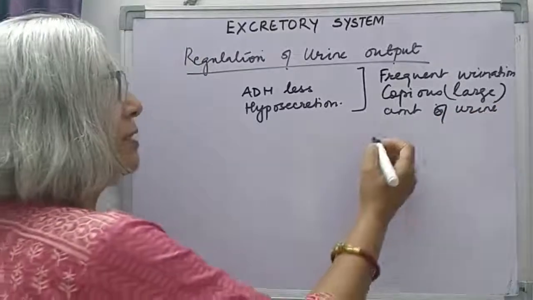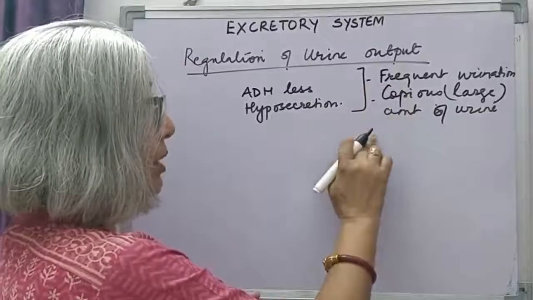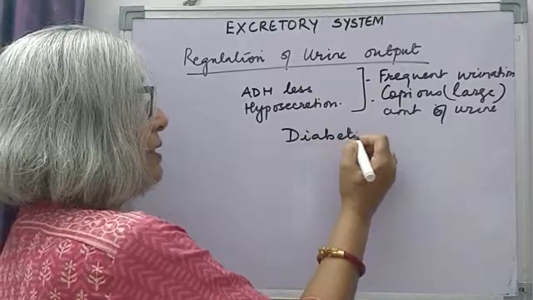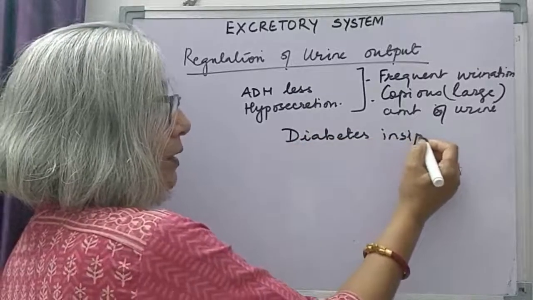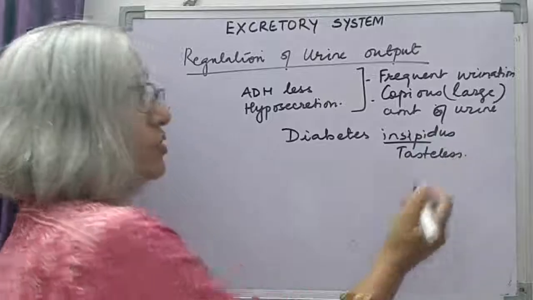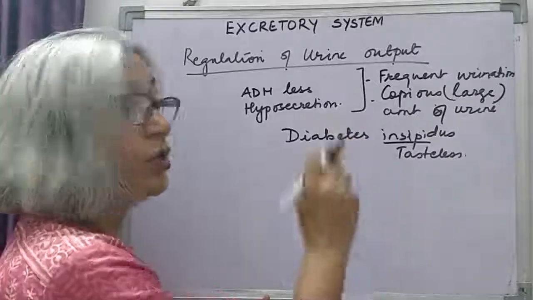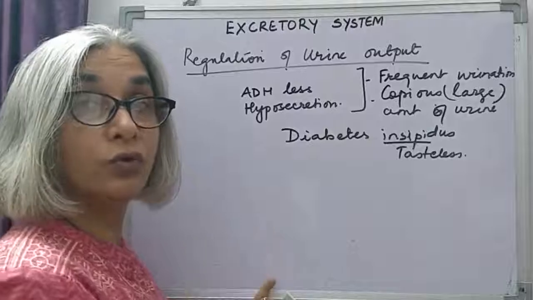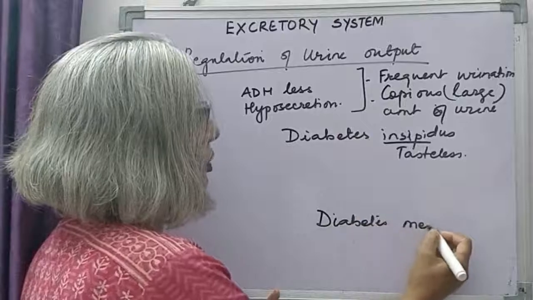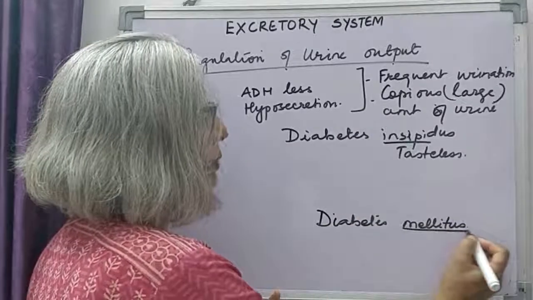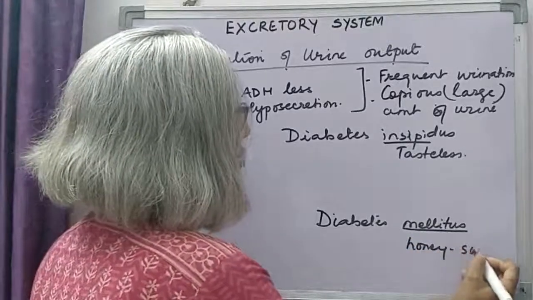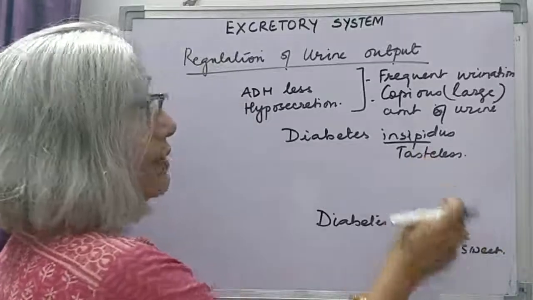Urine is produced and excreted. So this disorder is called diabetes insipidus. The word insipid means tasteless. In this case, the urine does not contain any glucose, because the other kind of diabetes, in which the urine contains glucose, is called diabetes mellitus. Mellitus means honey. Honey is sweet. So this is comparative.